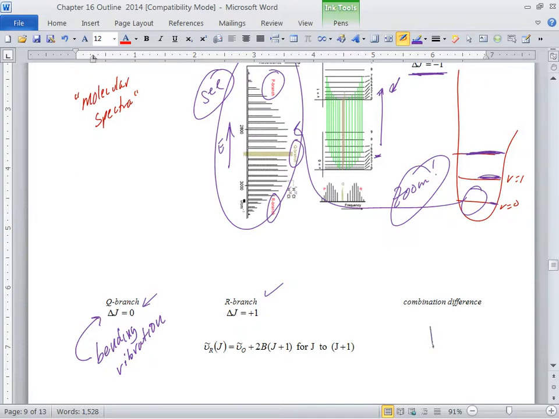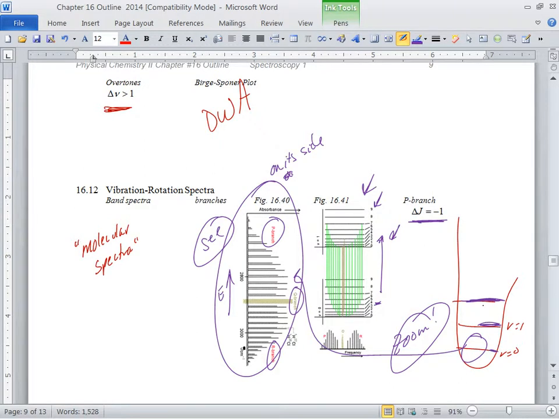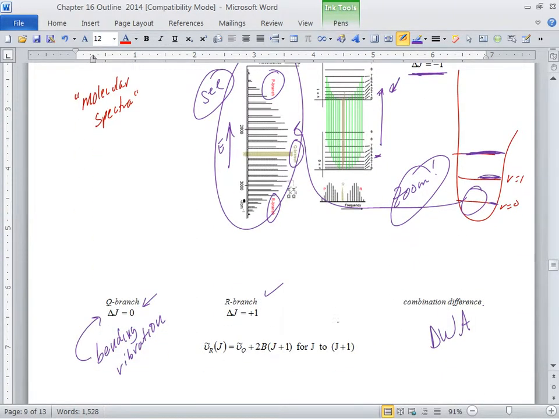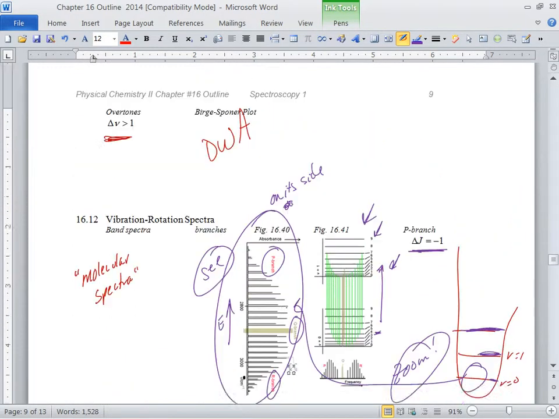We're not going to worry about combination difference either. And I think I only wrote down the equation for the R branch, how to calculate the wave numbers. Okay. And that's for transitions J to, yeah, because that's delta J has to be +1. I think that makes sense.